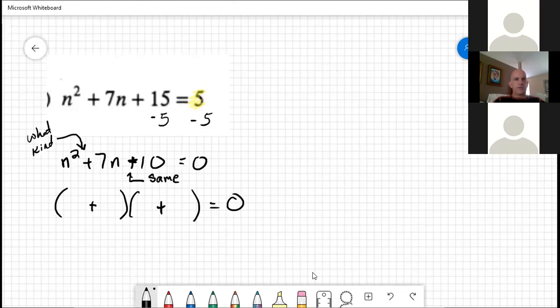What's going to be our first term in each of the binomials? Well, first you have to factor them out to see what works to make it 7 and 10, correct? Well, let's talk about the first terms in the binomials. How are we getting this n squared? Oh, sorry. Right, so we have to put an n plus and an n plus. That's the only way that these first terms multiplied together are going to give us the n squared, right?